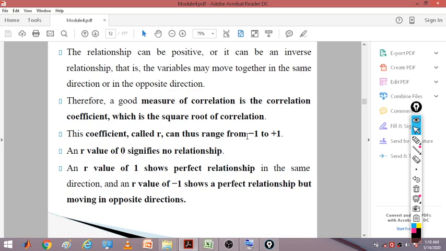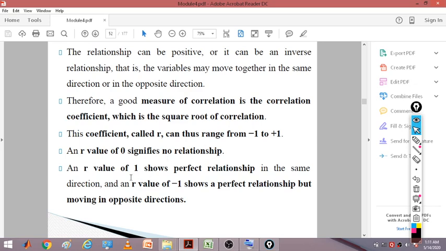So therefore a good measure of correlation is the correlation coefficient, which is the square root of your correlation. We have a certain formula to measure this coefficient of correlation, and that will give you exactly the relationship between the independent variable x and the dependent variable y. The coefficient, which we call r, can thus range from -1 to +1. If r is 0, it signifies no relationship.